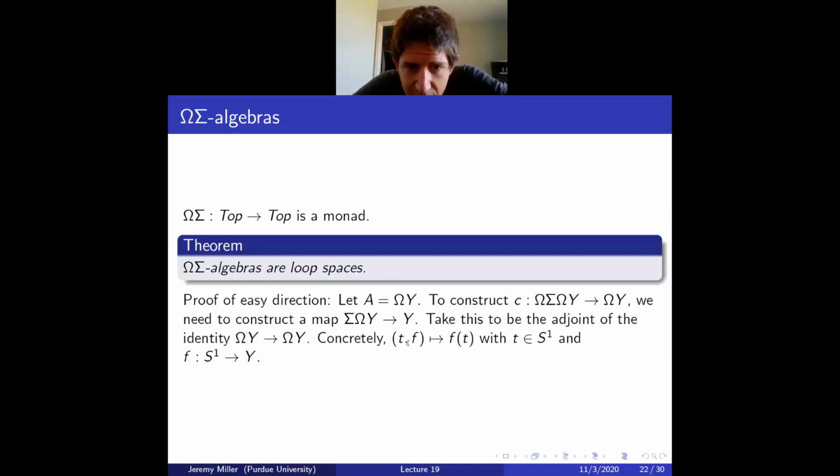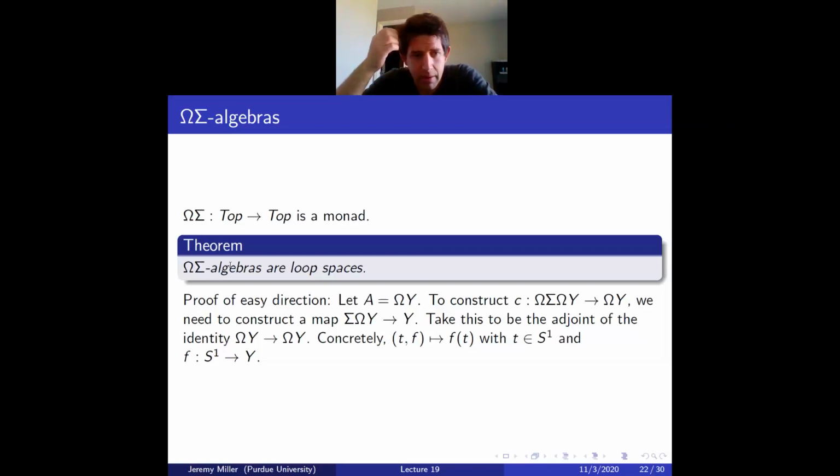Concretely, what is this saying? A point in here is a coordinate in the circle and a loop F. So T is the suspension coordinate, a point in the circle, and F is an element of loops Y. And so what is this map? We just want an element of Y, so you just compose F with T.